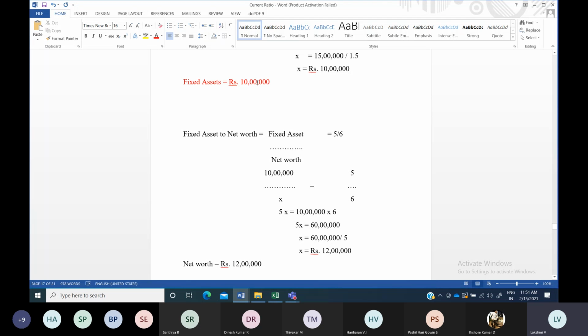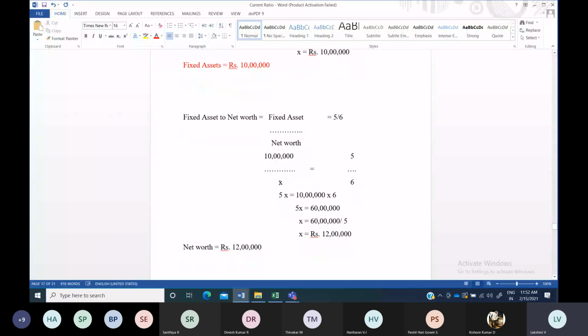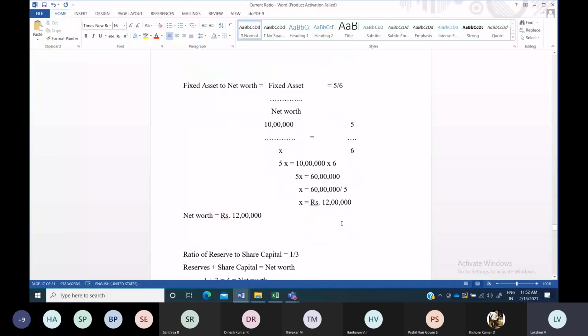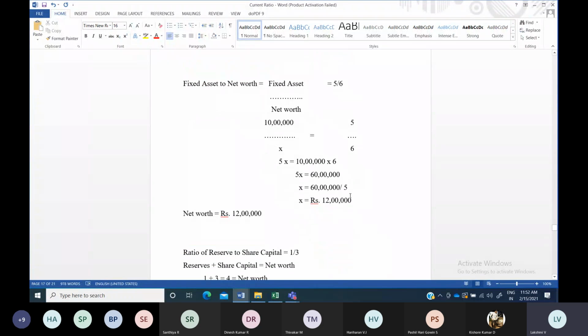So we have taken here net worth, we don't know, we have to calculate. So 5 divided by 6 we have taken. Then moving how to calculate x, 6 into 10 lakh you have to do x into 5. 5x it will come. So 10 into 6 is 60 lakh. So x is equal to 60 lakh. This 5, if it goes here, it will become 12 lakh. Divide by 5, you will be getting 12 lakh. So this will be our net worth.